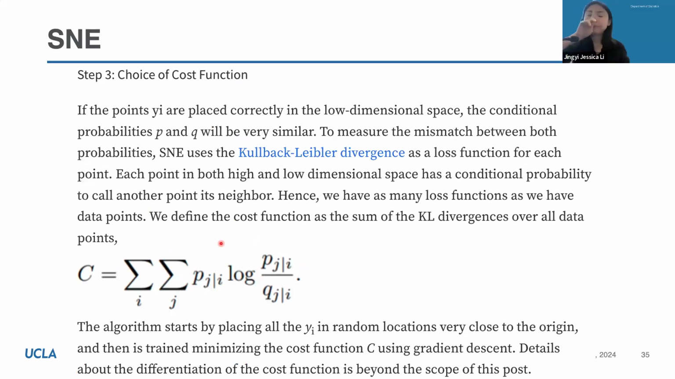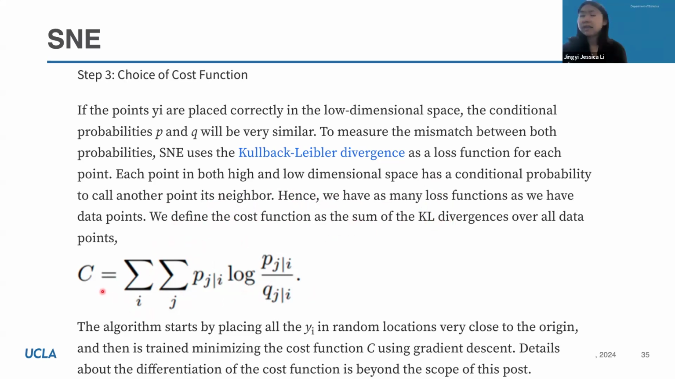Step 3 is that we need a way to measure the difference between P and Q. The cost function here is designed based on the so-called Kullback-Leibler divergence, short as KL divergence. What does it mean? If the points Yi are placed correctly in the low dimensional space, the conditional probabilities P and Q will be very similar. To measure the mismatch between both probabilities, SNE uses the KL divergence as a loss function for each point. Each point in both high and low dimensional space has a conditional probability to call another point its neighbor. Hence, we have as many loss functions as we have data points. You have one loss function, KL divergence, for each i. Then you sum up over i. We define the cost function as the sum of the KL divergences over all data points.